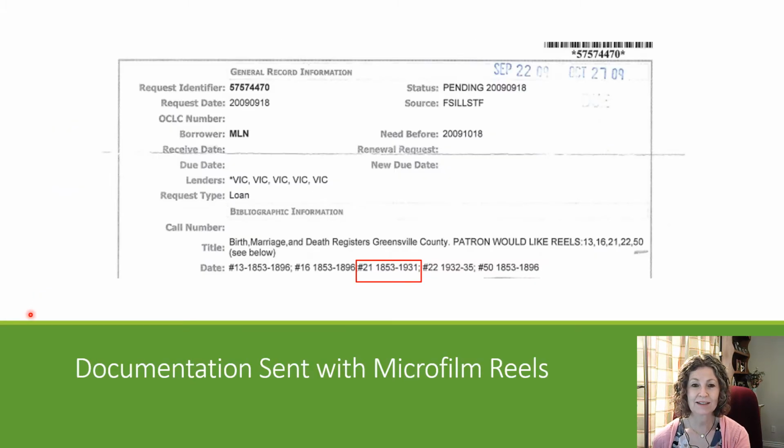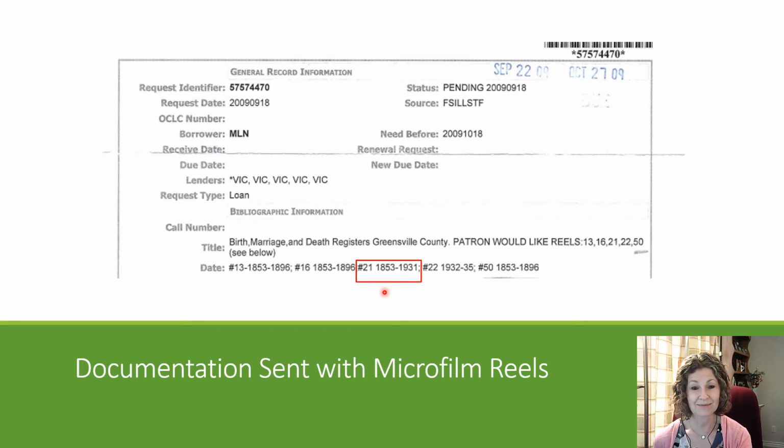Now, always look for some kind of documentation sent from the lending institution. And in this case, the Library of Virginia sent a paper with some of the microfilm numbers that the patron had ordered and with a title, Birth, Marriage, and Death Registers, Greensville County. And then these are the different reels that were sent in. You can see there's a range of dates. So because the record we are looking for to figure out a citation is 1907, and none of these other microfilm rolls contain 1907, it's a pretty good bet that that record came from reel number 21.